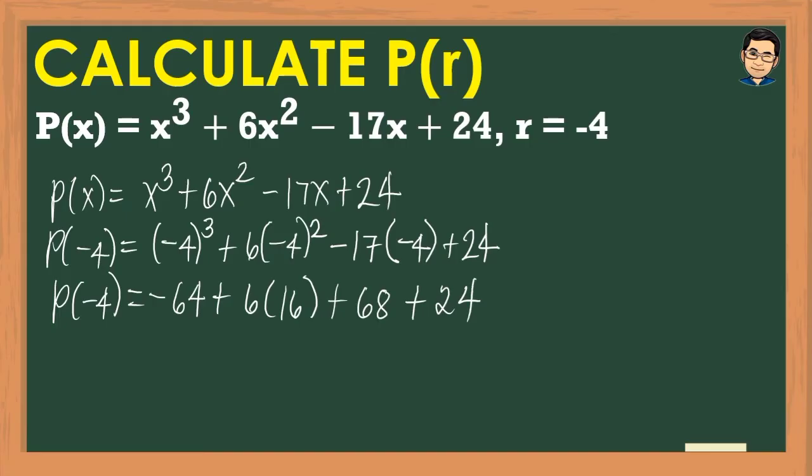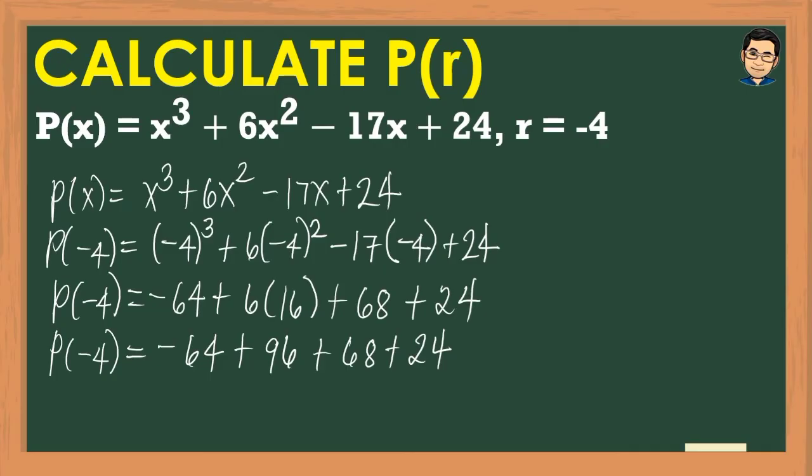Okay? And then, P of negative 4 equals negative 64 plus 96. 6 times 16, that is 96, plus 68 plus 24. So, pagsasamahin lang po natin yung mga same sign. So, negative 64, nag-iisa lang po siya. And then, i-add natin yung 96, 68, and 24. So, 96 plus 68 is 164, plus 24, that is 188.